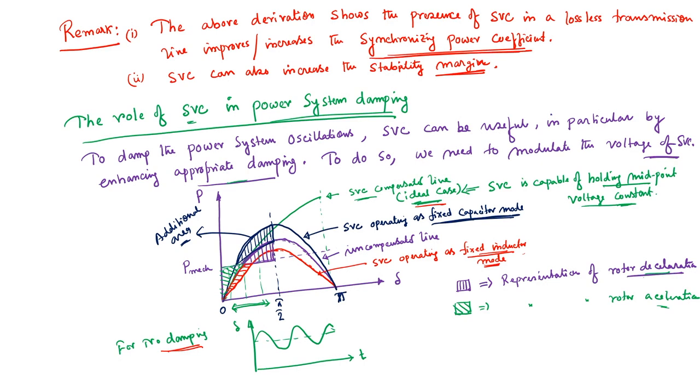Okay. So, therefore, there are two important comments that you can note down. Number one, SVC with voltage modulation, or rather I should say momentary voltage modulation, can provide damping of power angle oscillations.